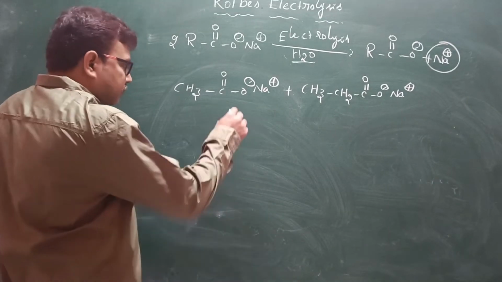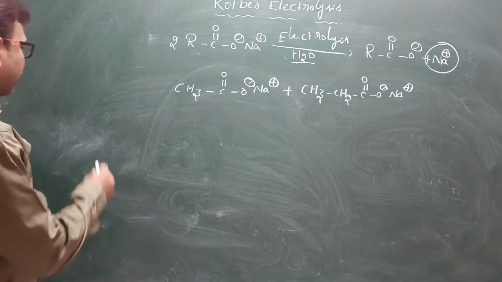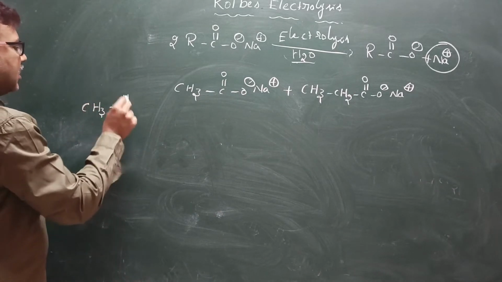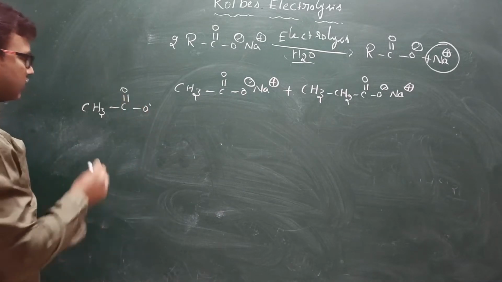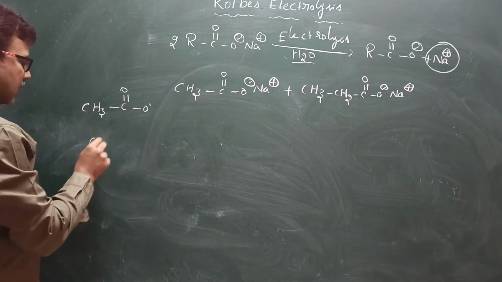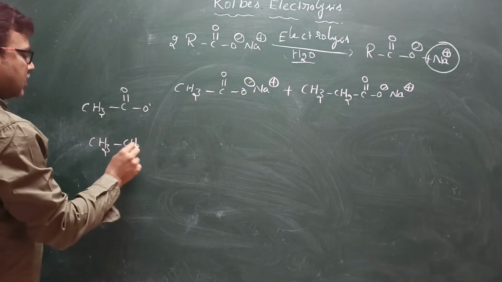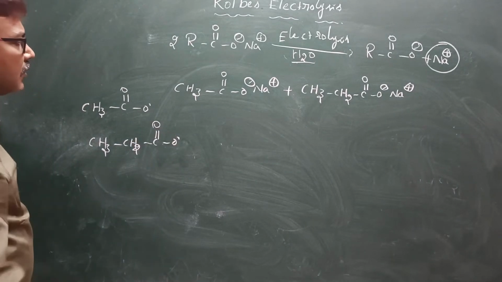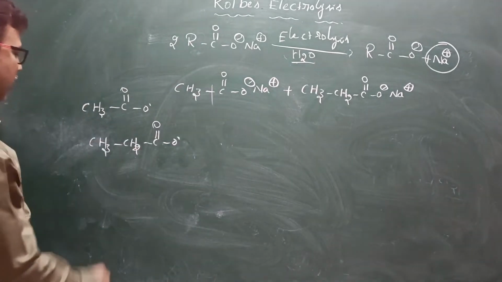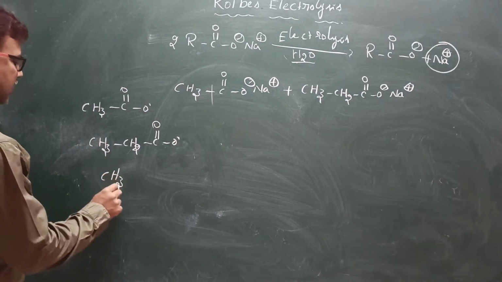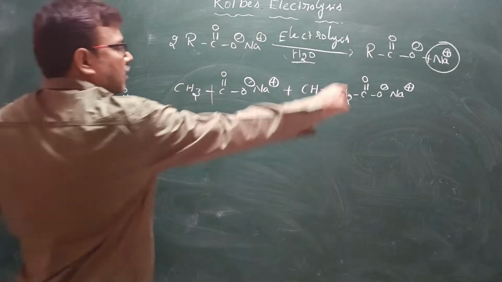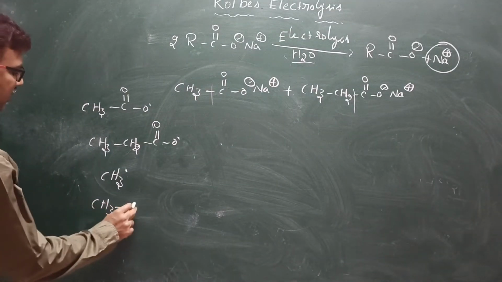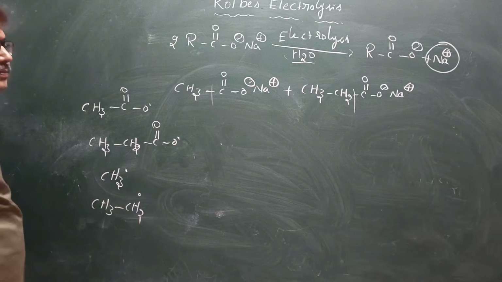Already you know how many free radicals are possible. One is CH3C=O free radical. Another one is CH3CH2C=O free radical. Here it involves homolytic cleavage, so CH3 free radical is possible. Here it involves homolytic cleavage, so CH3CH2 free radical is possible.